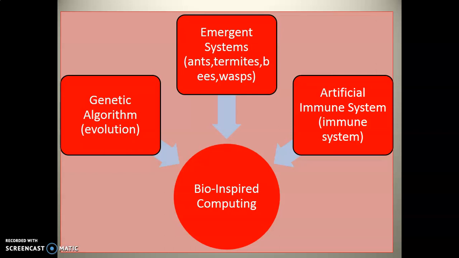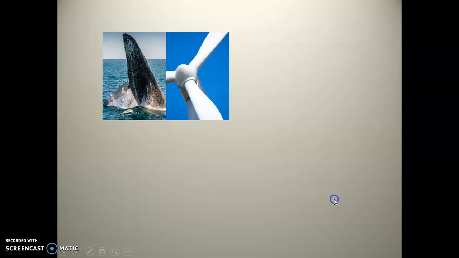Second is emergent systems. These emergent systems depend upon the natural behavior of species, for example ants, termites, bees, wasps, etc. And then the artificial immune system, which depends upon the immune system; we can create an artificial immune system.